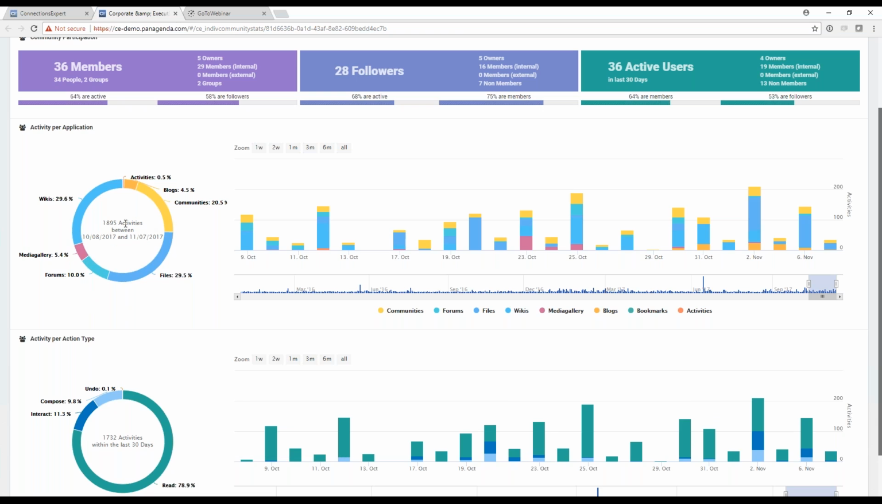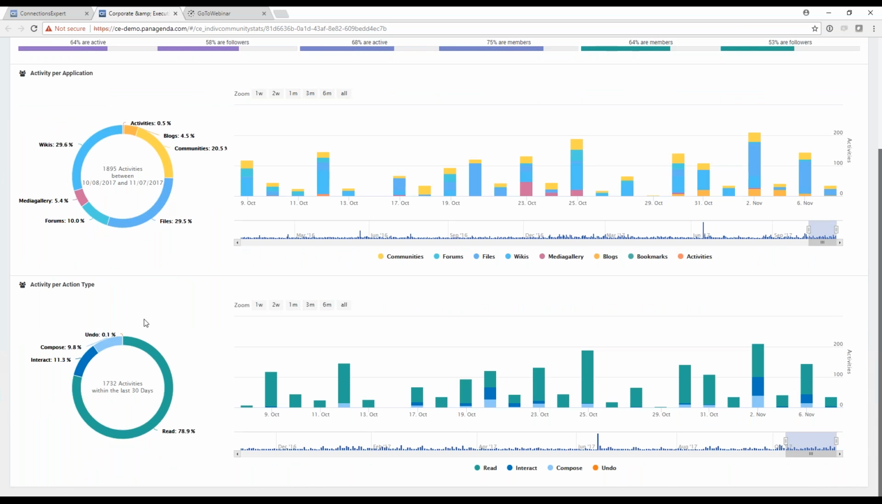The same goes for the type of activity, because you're not only interested in what are they doing, but you're also interested in how or what type of interaction they're having. So I don't just want to know if they're working with files or wikis, but I want to know if they're reading them or if they're interacting with them in terms of commenting, liking, editing them, and whether or not they're composing, so if they're creating new content in the community.